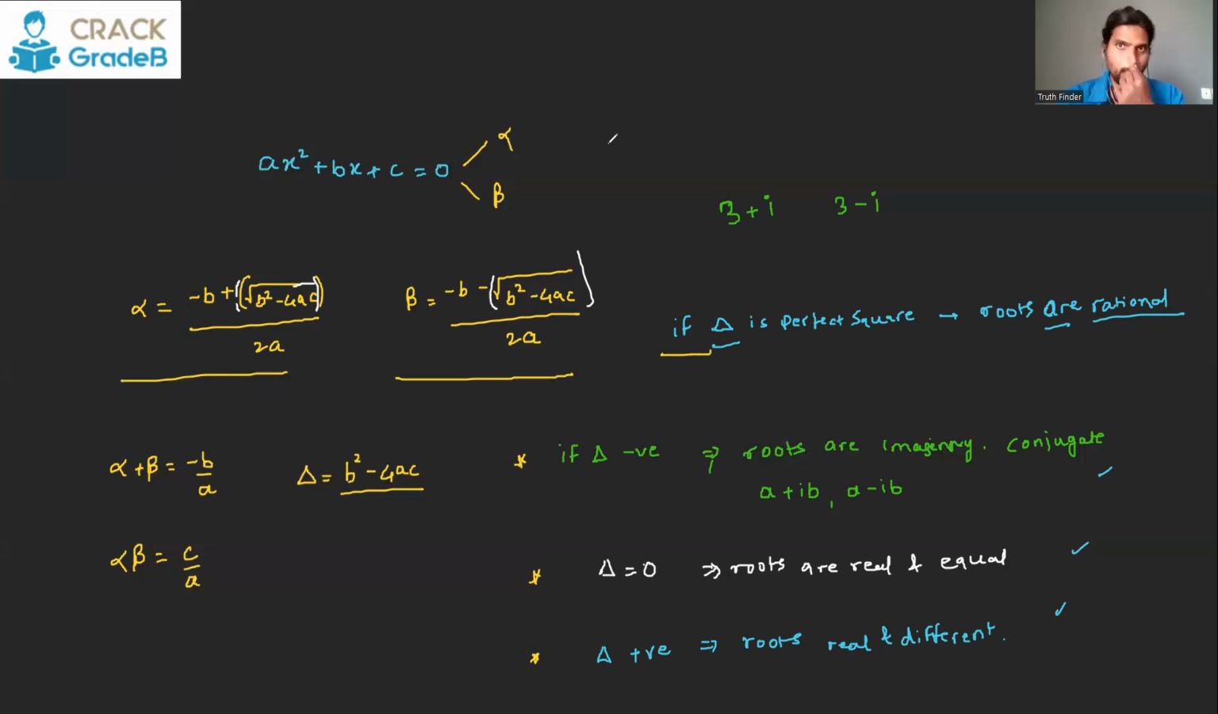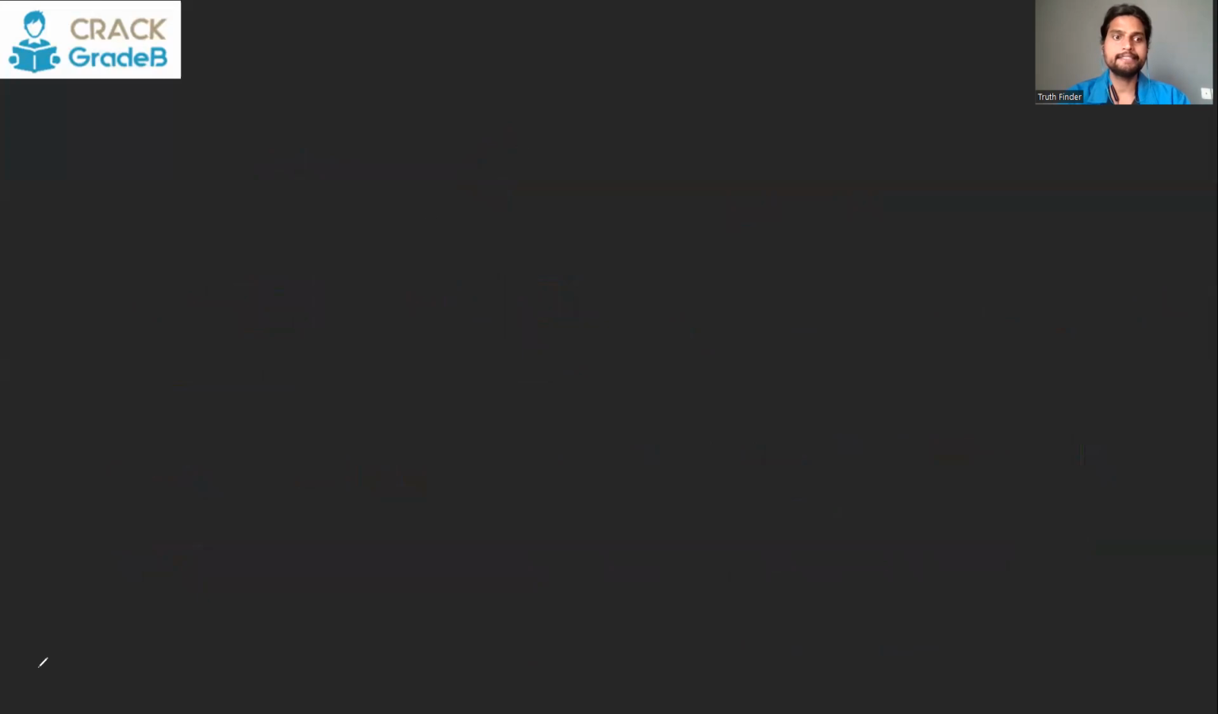Okay. And one more concept we need to understand is the factor theorem. What do you mean by factor theorem? See, let's take an example. Let me write a quadratic equation, x square minus 5x plus 6 is equal to 0. Consider this is a quadratic equation.